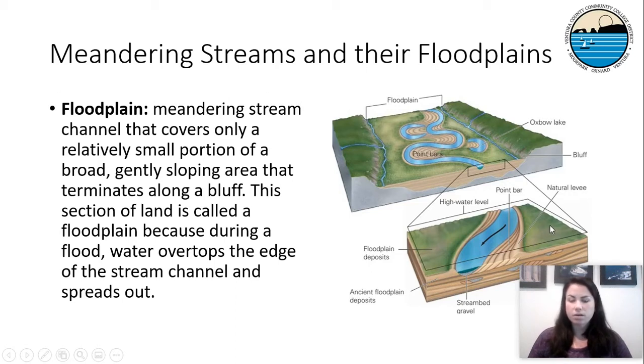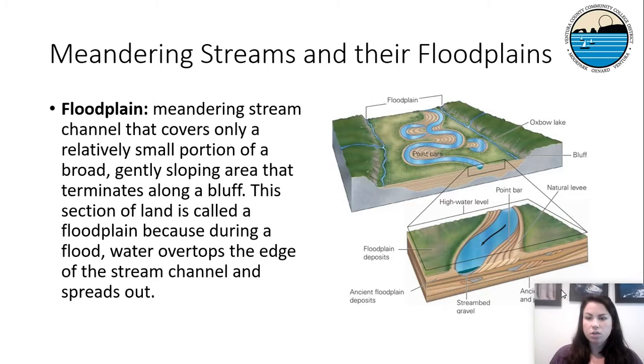Some other words that you might see throughout the presentation, or that I might reference later: again, we have those point bars. This is the bar of deposition. Sometimes this is called a natural levee, which is where it's built up on the side of this. In this cross section, you can see where the stream was once there, and then gravel was deposited on top of it. So sometimes when we see a cross section, we see the layering of all these different streams and different meanders over time.